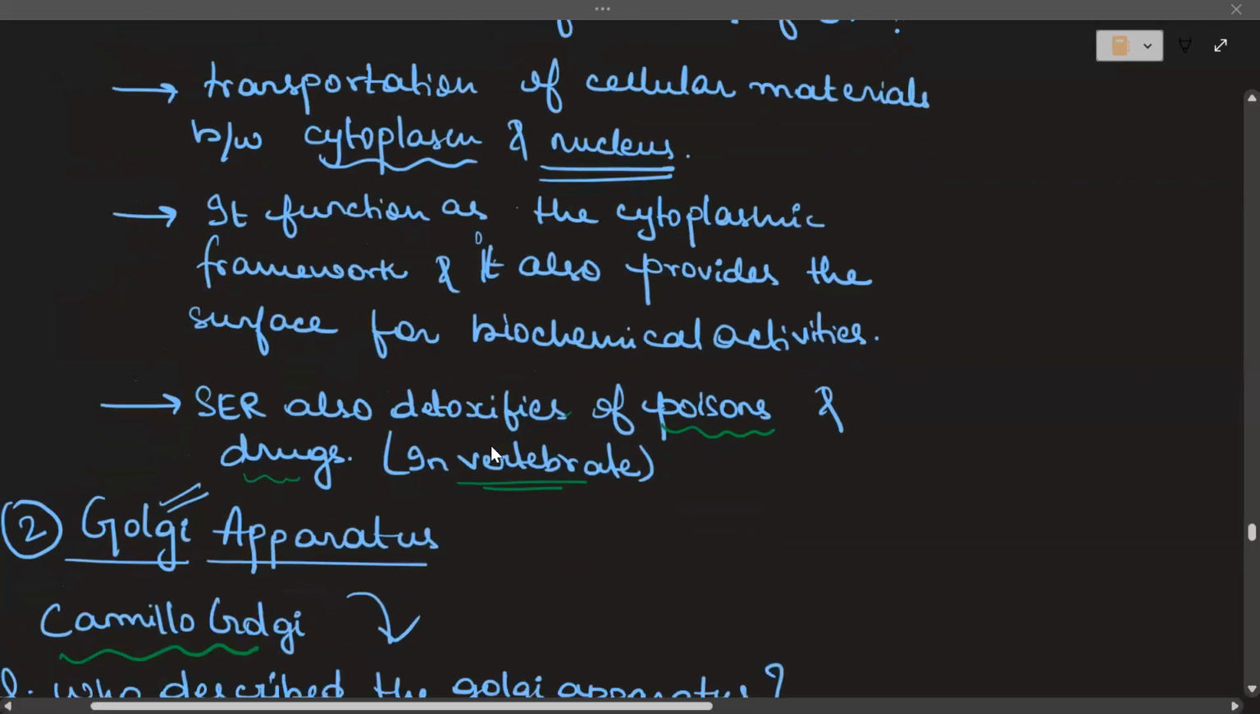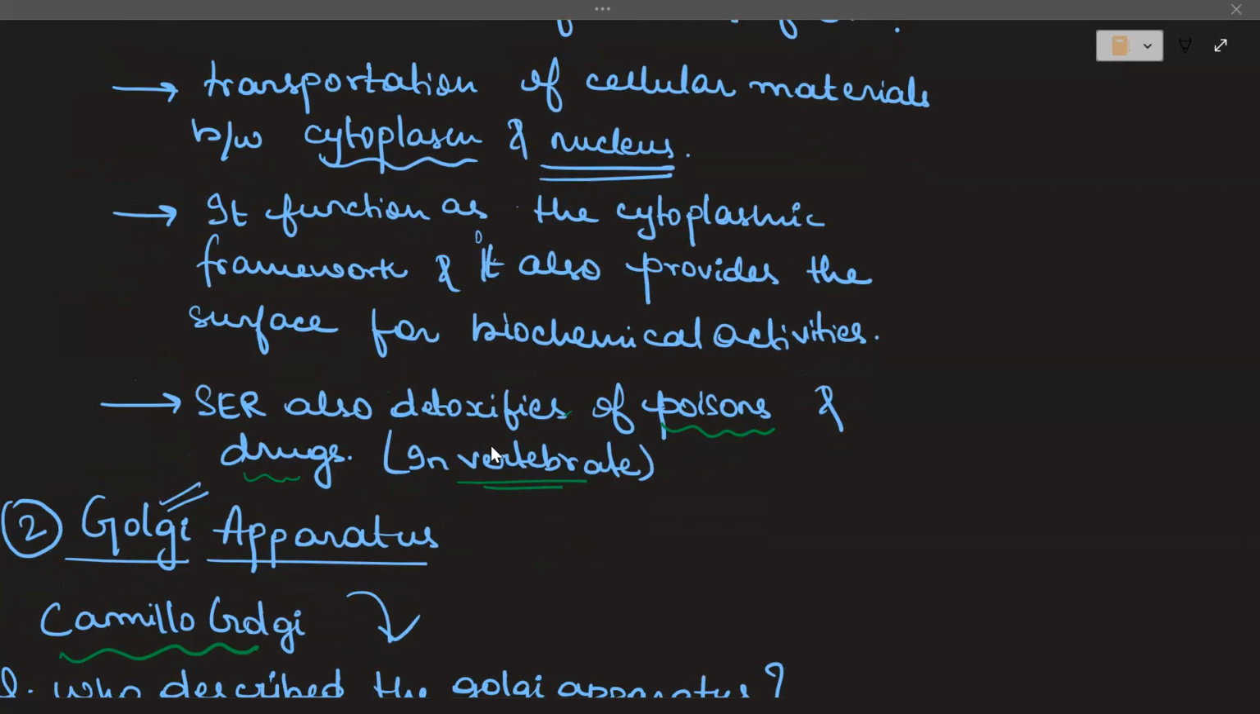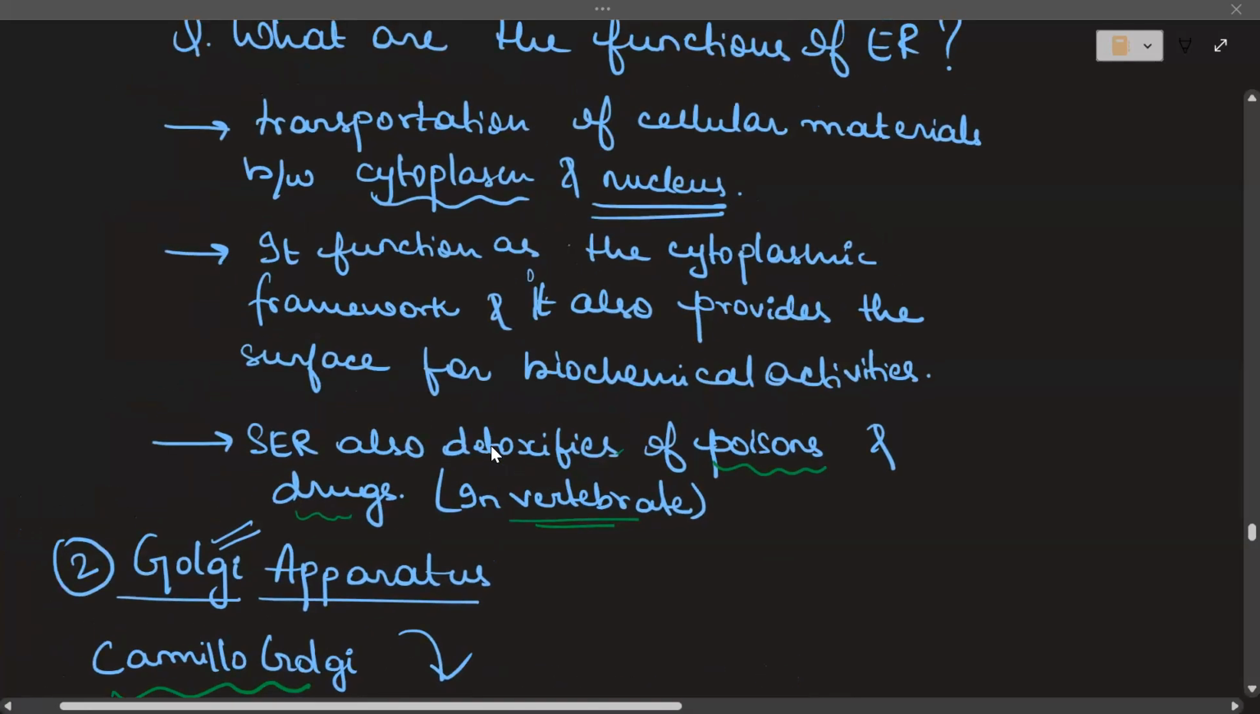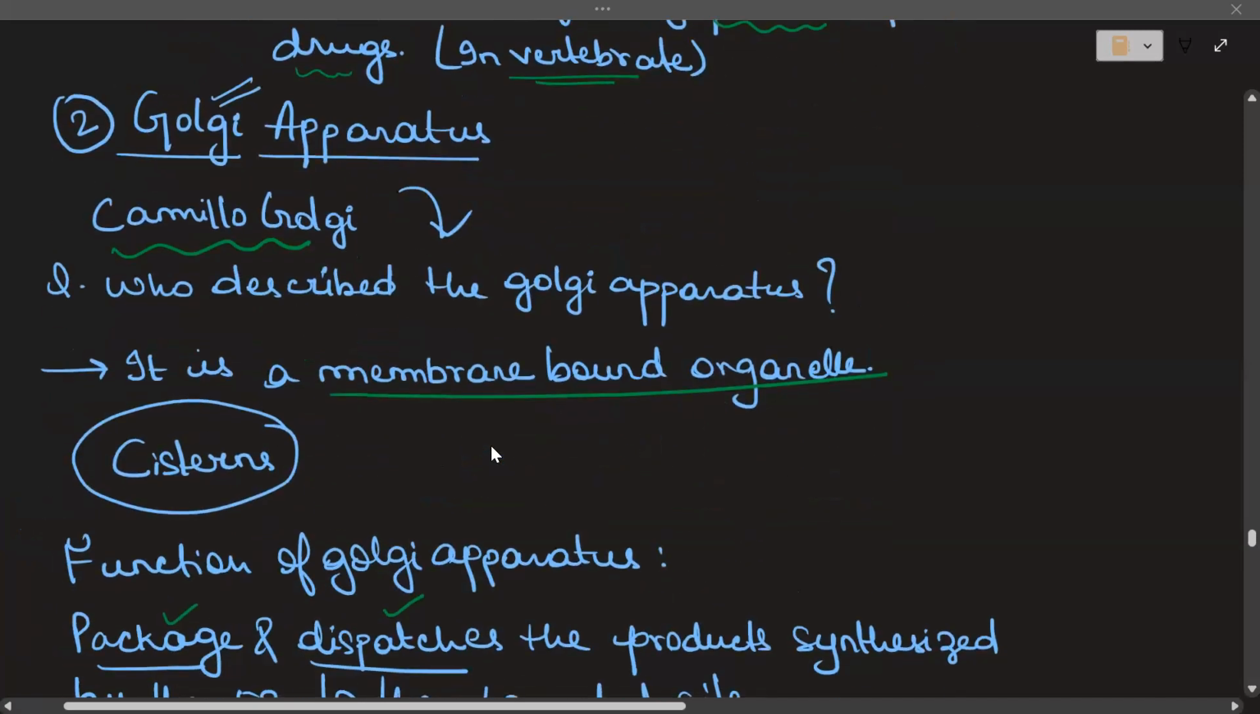The smooth endoplasmic reticulum, apart from manufacturing lipids and everything, also detoxifies poisons and drugs. The detoxification is done with the help of the smooth endoplasmic reticulum. Clear? Now this was about the endoplasmic reticulum. Now we'll talk about the Golgi apparatus.